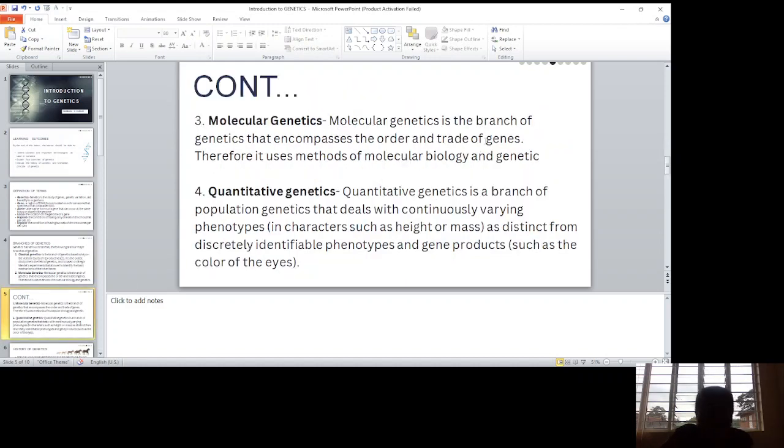Then we move on to quantitative genetics, which is a branch of population genetics that deals with continuously varying phenotypes. So when we talk about phenotypes, these are characteristics that can be seen with the eye.